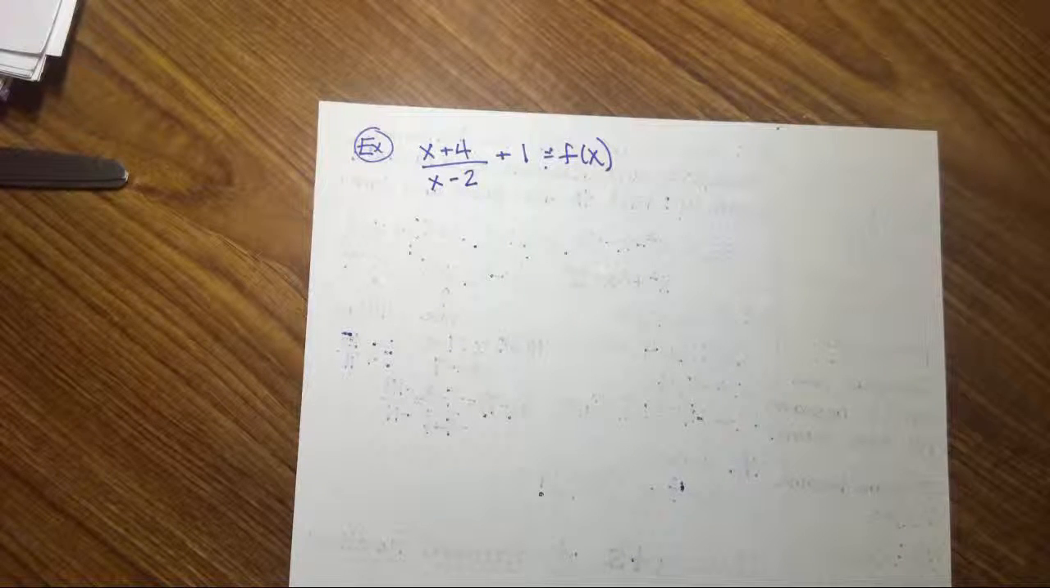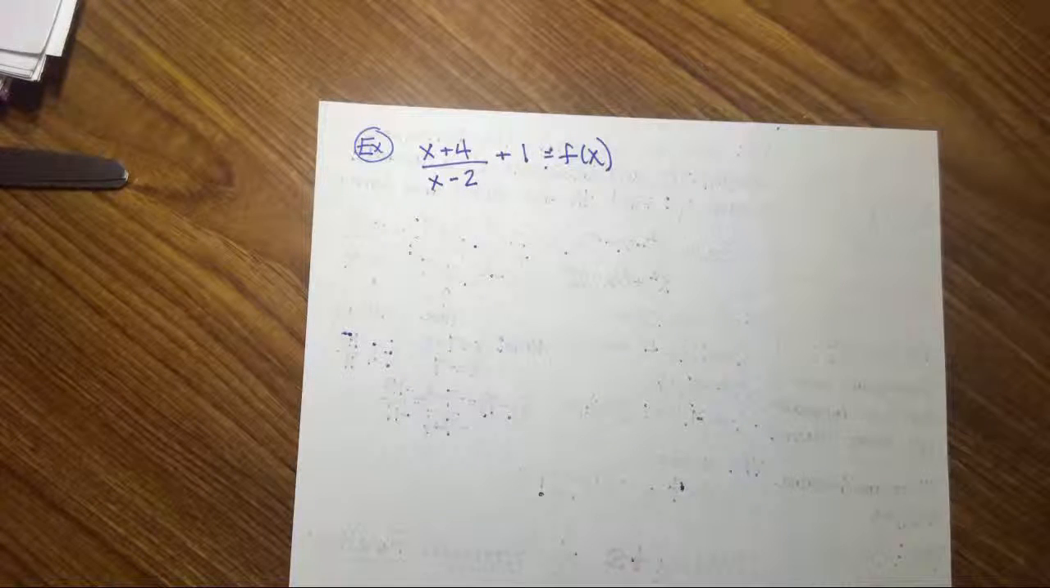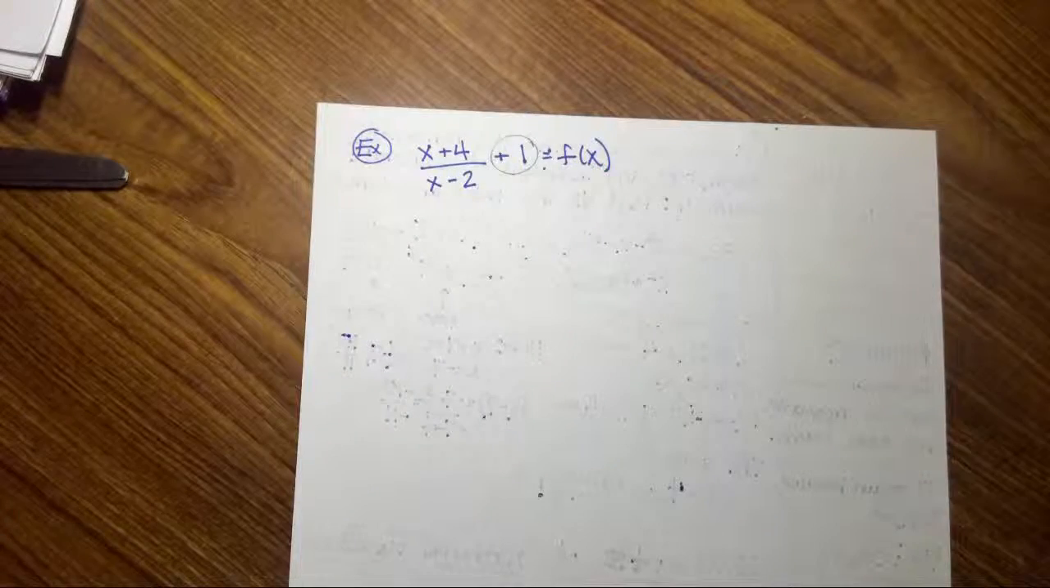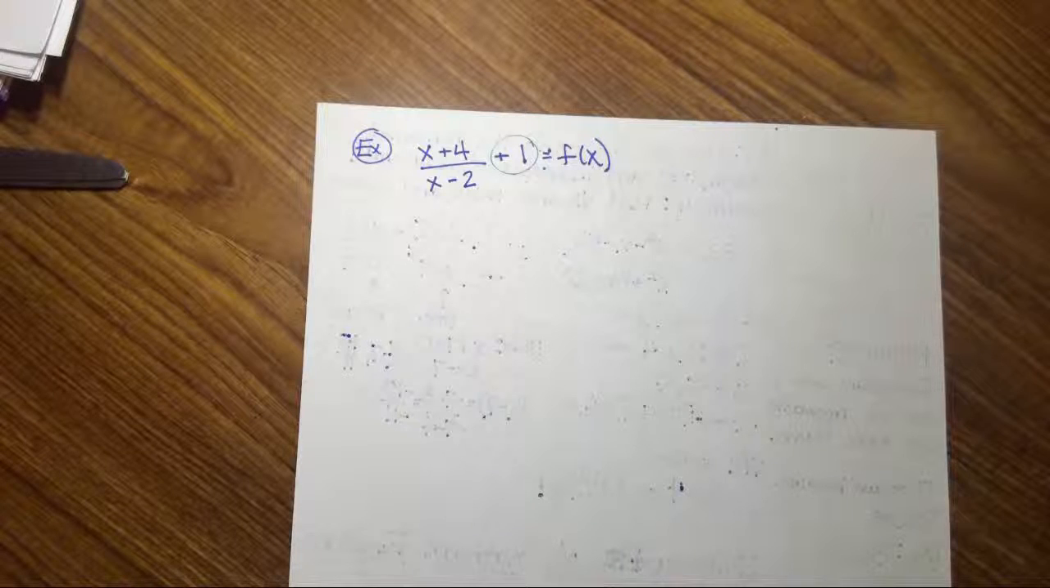Alright, x plus 4 over x minus 2, plus 1, equals f of x this time. How is this different? Well, because you have the 1 sitting out here at the end, right? Everybody see that? Makes it a little bit different. There's two ways to solve this.